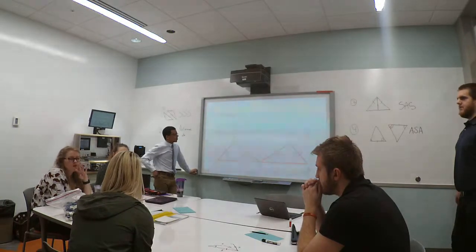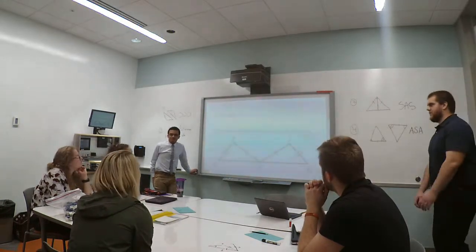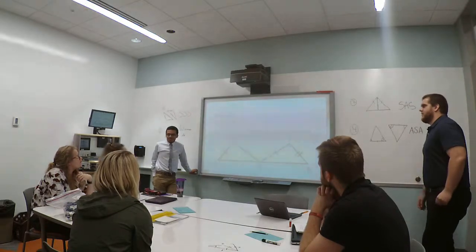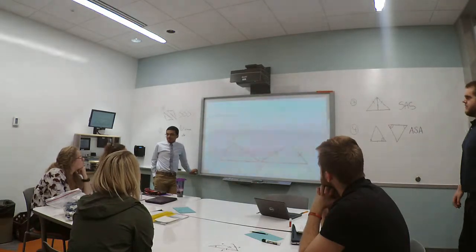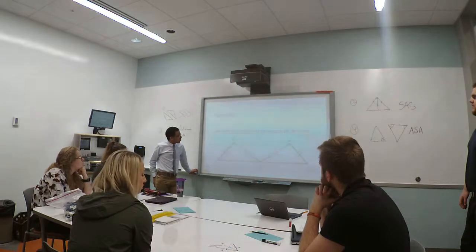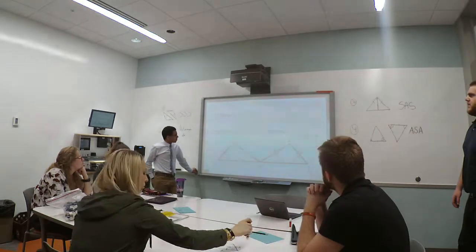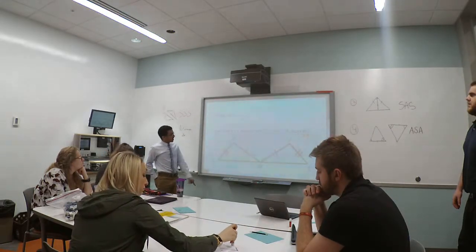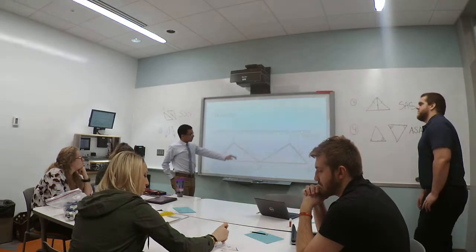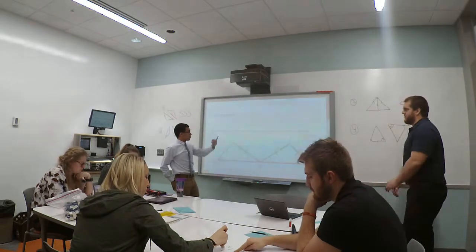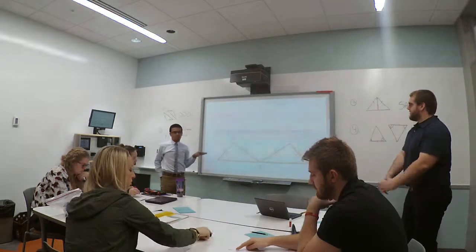All right. So after learning about side-angle-side and angle-side-side, now we have a problem for you. Given that H right here is the midpoint of segment GK, prove that these two triangles are congruent.